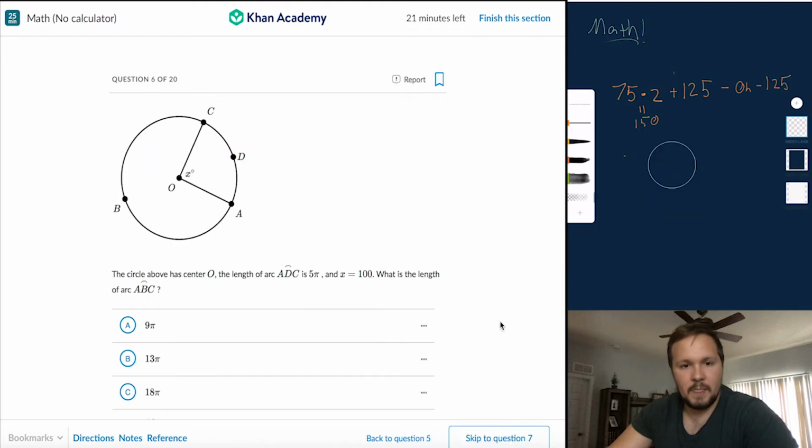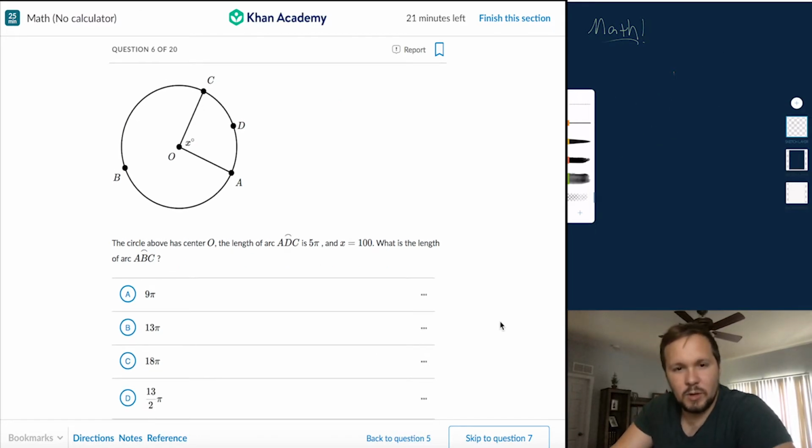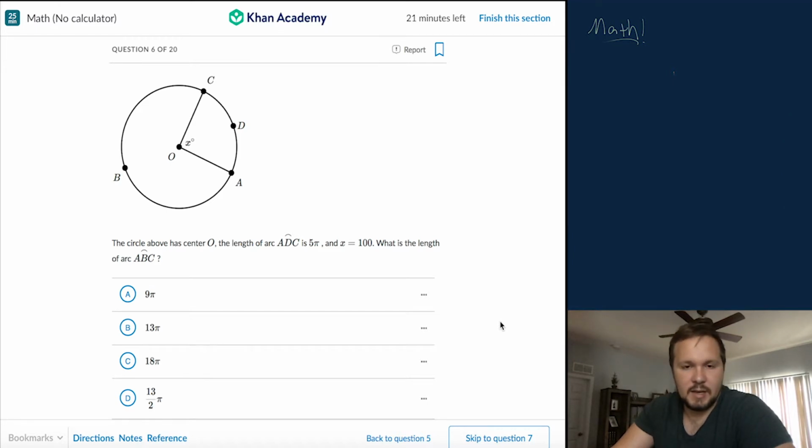Okay, so this is the first one we've come across that's a little more tricky, I think. This is an arc length problem, and here we want to figure out the length of this outside arc, this ABC arc, and we know the length of this CDA arc, right? So the way that we're going to do that is create a system of equations.